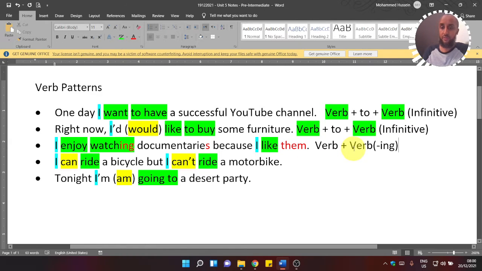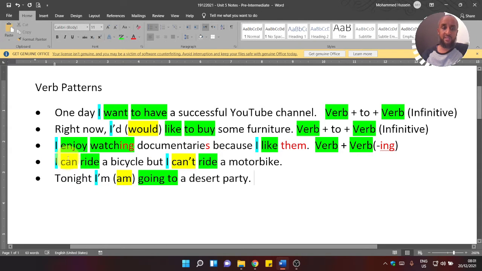Okay, so let me double click, make this green, and make this green, and this one I'll make red, just to make it stand out. Okay, so here we have verb plus verb ing. So this is a different pattern, right? It's not the same pattern as the first one here or the second one here. The third one has an ing pattern. Okay, now the last two, they don't follow a pattern.